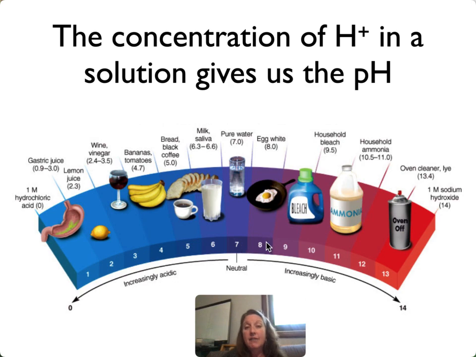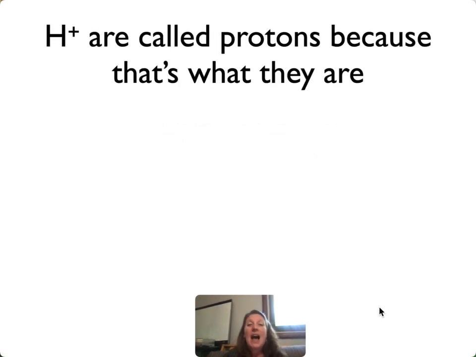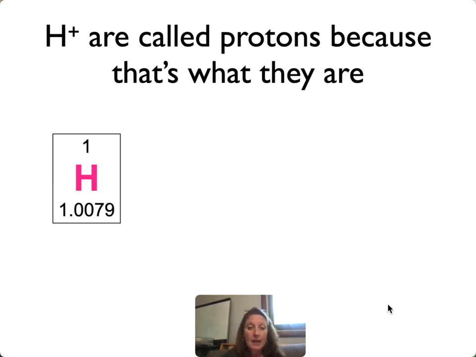Anything above 7 on the pH scale is basic. And the further we get from 7, or the higher the pH number, the more basic it becomes, or the lower the concentration of hydrogen ions. Now, hydrogen ions is a lot of syllables to say over and over, and H plus is kind of annoying too. So H plus are called protons, and the reason they're called protons is because that's what they are. It's not just a cute nickname.